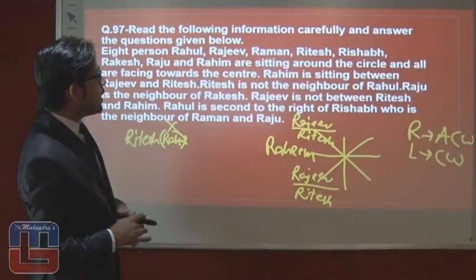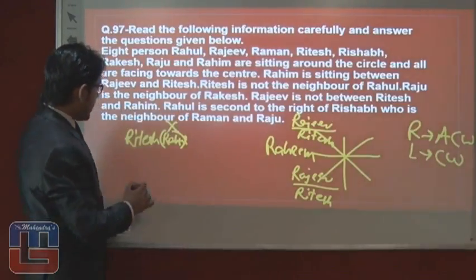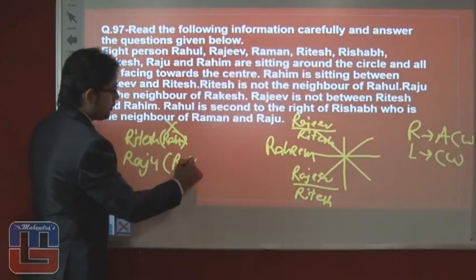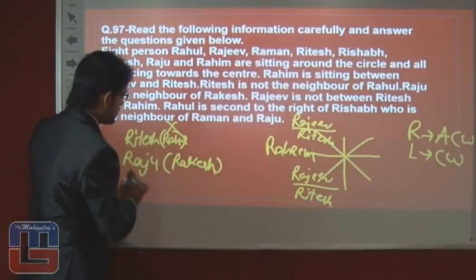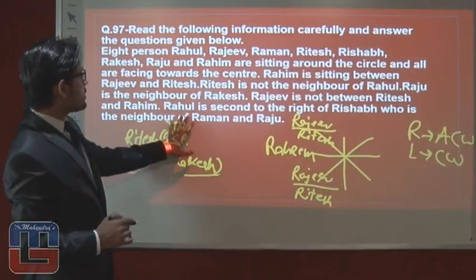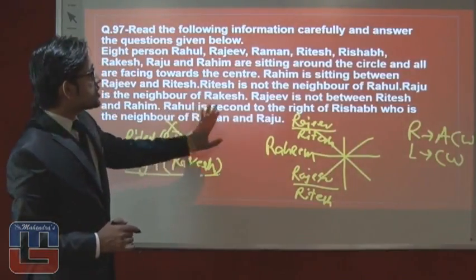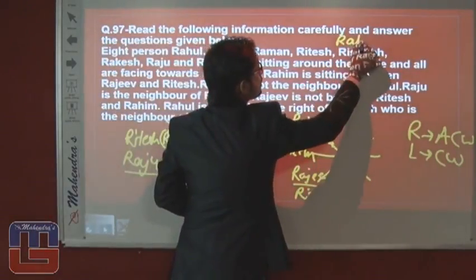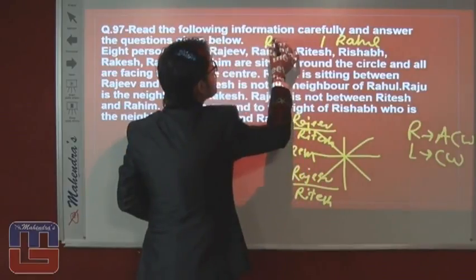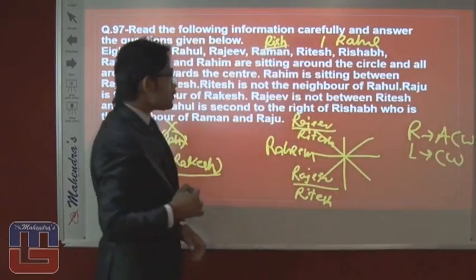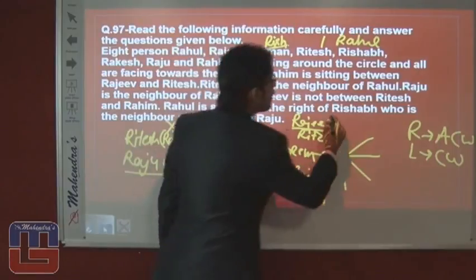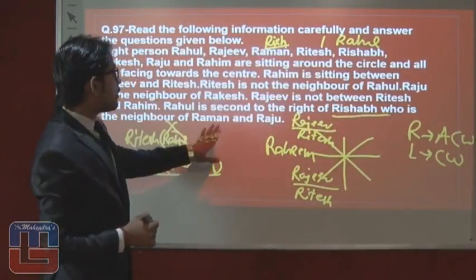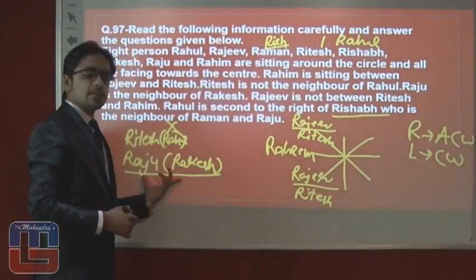Next statement is saying Raju is immediate neighbor of Rakesh, so they both are sitting together. Last statement is saying Rahul is second to the right of Rishabh. They are talking about Rishabh, who is neighbor of Raman and Raju. You can take help of this statement.